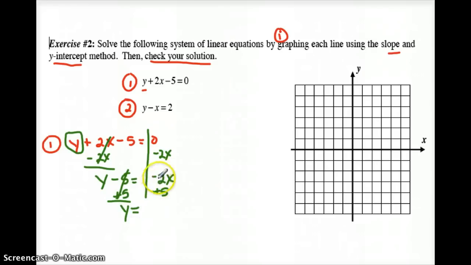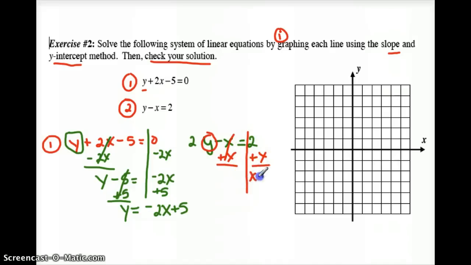And over here, we'll have a negative 2x plus 5. They are not like terms, so they're going to just be rewritten. Negative 2x plus 5. Okay. Next, we have our second equation, which is y minus x equals 2. And we're going to do the same thing. So we're going to get everything that isn't y to the other side of the equal sign, which is just this negative x. So we're going to add x to both sides.